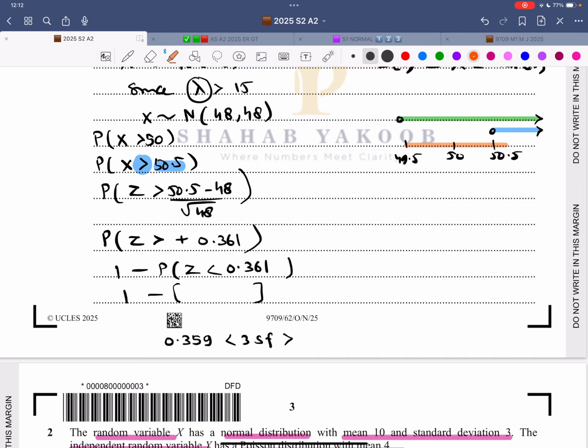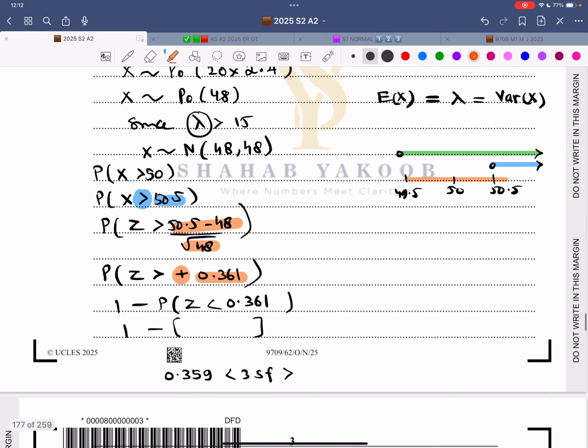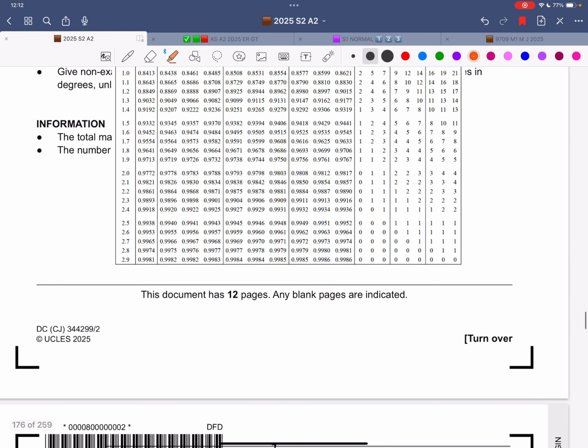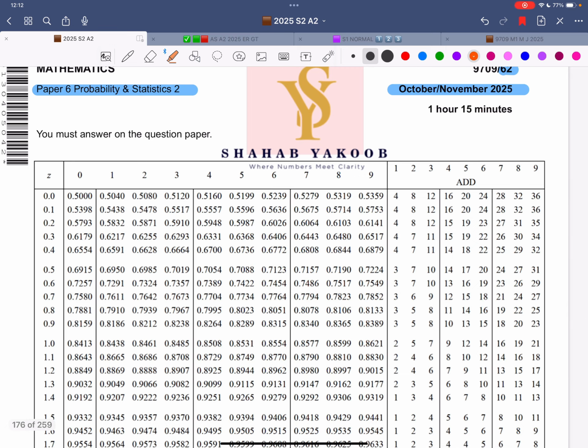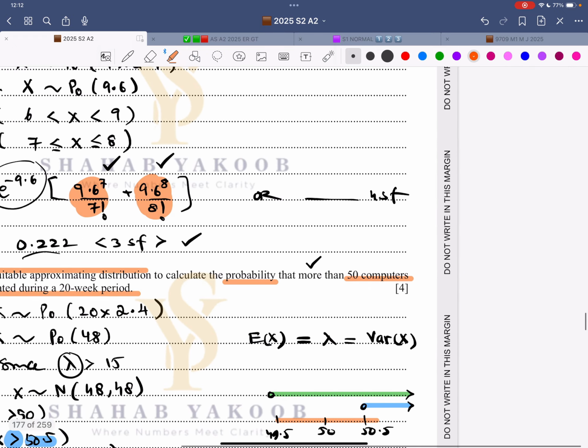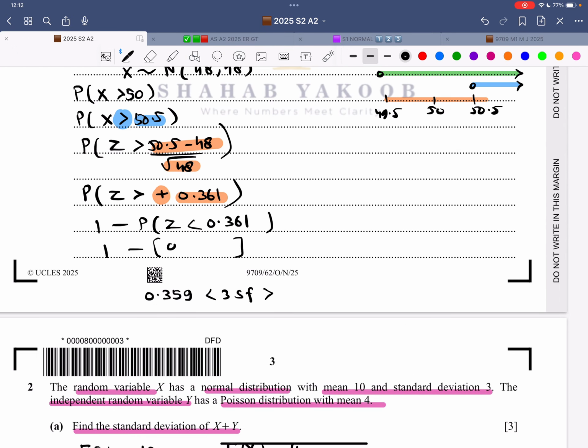And then it's back to the basics: standardize, get the z value, it's greater than a positive value. So 1 minus the probability that z is less than 0.361. Let me show you the working over here. This is 0.361, so where is it? This is 0.3, then 6, so this is 0.36, and then 1 over here, so there it's 4 over here. 6406 plus 4 is 6410, so this is 0.6410. Then we subtract it, and we get this answer rounded off to 3 significant figures.